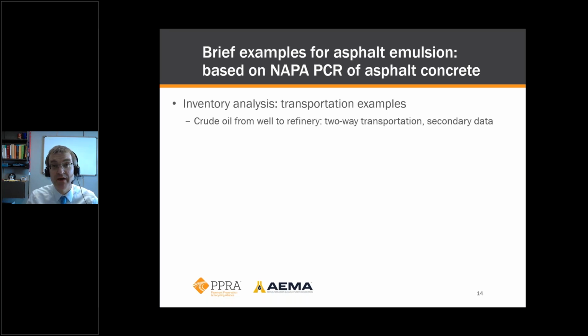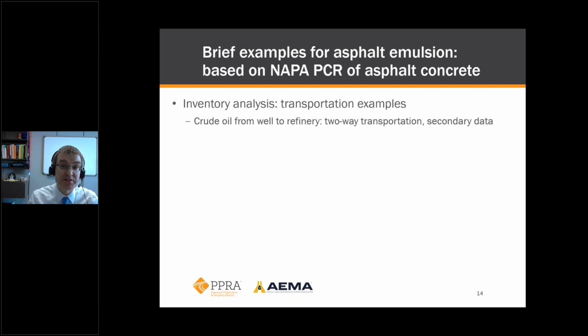And so when you think about the inventory analysis, we're just going to look at the transportation. So the NAPA PCR for asphalt concrete led us to believe that we're going to have to think about the transportation from the crude oil well to the refinery. And that includes two-way transportation. You can't just have a truck magically appear at the well to drive it to the refinery. That truck's got to come from somewhere. So you need to have that two-way transportation.